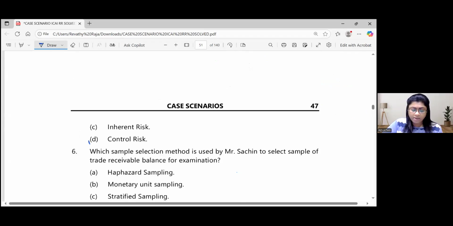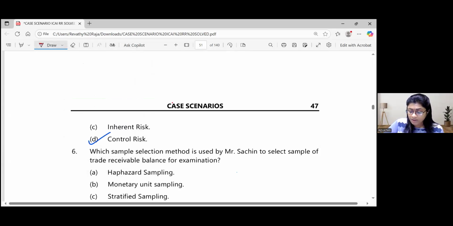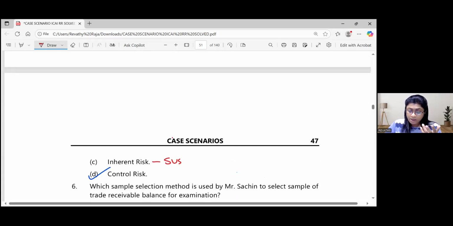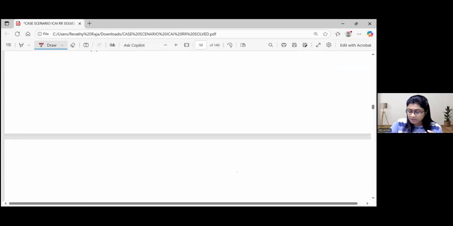See, inherent risk comes because of our responsibility. Inherent risk will come when it is susceptibility before controls. Detection risk comes when audit procedure fails. Audit risk is the totality of inherent risk, control risk, and detection risk. Here it is specifically internal control failure. So it is control risk.